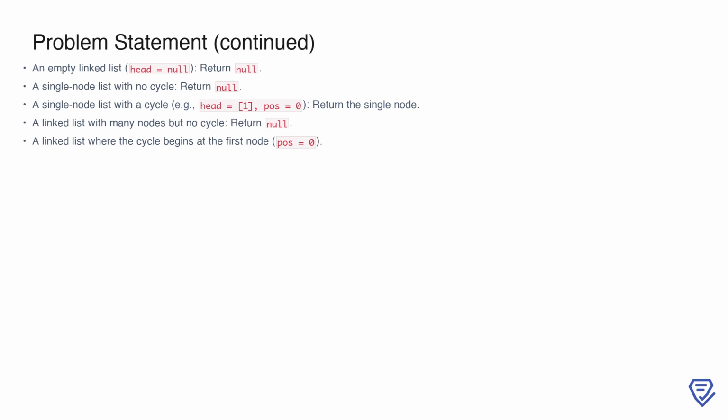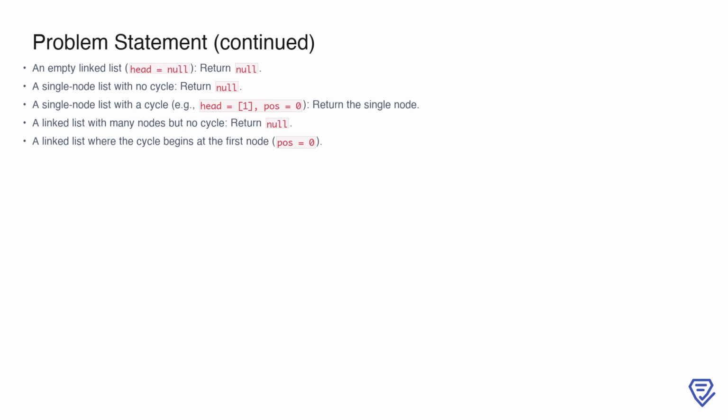Now let's consider some edge cases. If the linked list is empty, meaning the head is null, then there is no cycle, and we return null. For a single node list without a cycle, the result is also null. However, if there is only one node and it forms a cycle by pointing to itself, the output will be that single node. Similarly, a larger list without any cycle will result in null, while a list where the cycle begins at the first node will require us to identify and return that starting node. These constraints ensure we handle all possible scenarios while maintaining O(n) time complexity and O(1) space complexity without modifying the linked list.